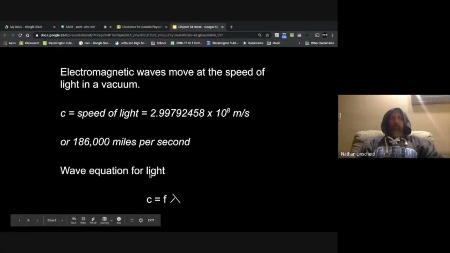Our wave equation for light, c equals f lambda, is the same wave equation we've been using. It's just that now instead of v, which could be any wave speed, because it's light, it has to have this speed here. So again, we use 3 times 10 to the 8th. And we're going to skip that.